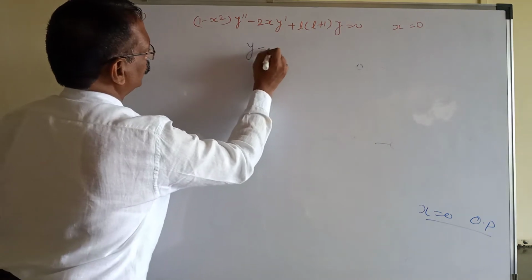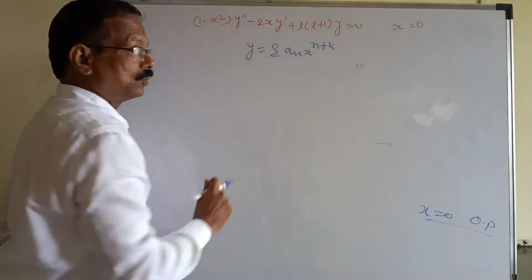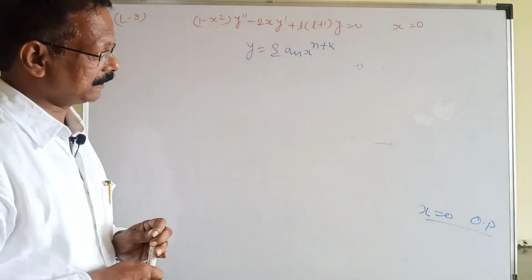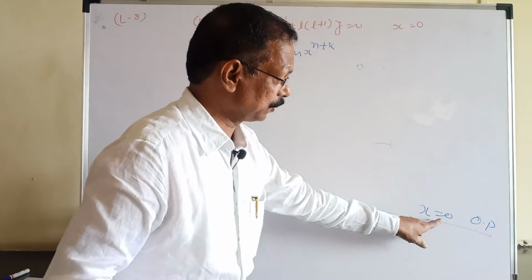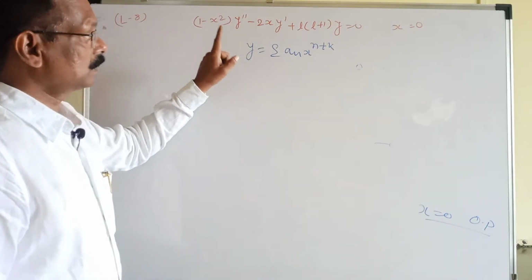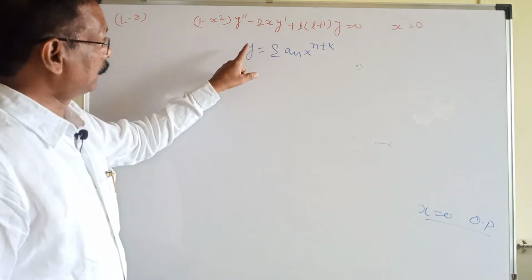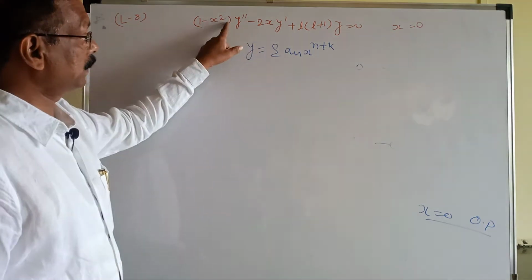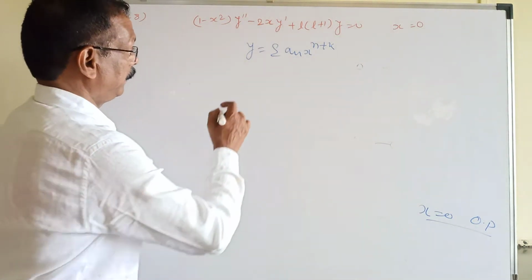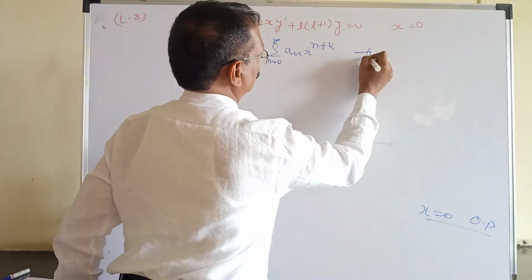y = summation of a_n x^(n+k) is our series solution for the given differential equation. Now this condition is satisfied here. x = 0 is the ordinary point of the given differential equation. Therefore, the power series solution for the given differential equation is y = summation of a_n x^(n+k), where n runs from 0 to infinity. We call it equation number 1.